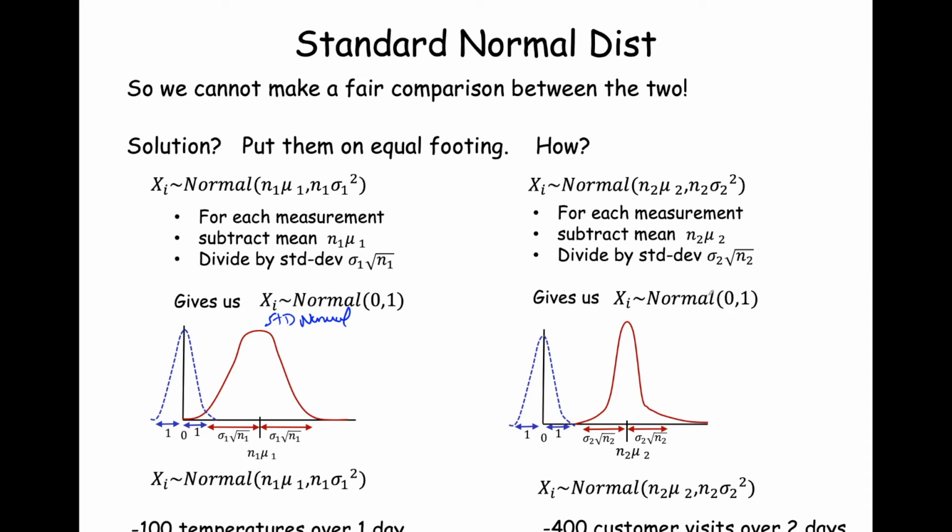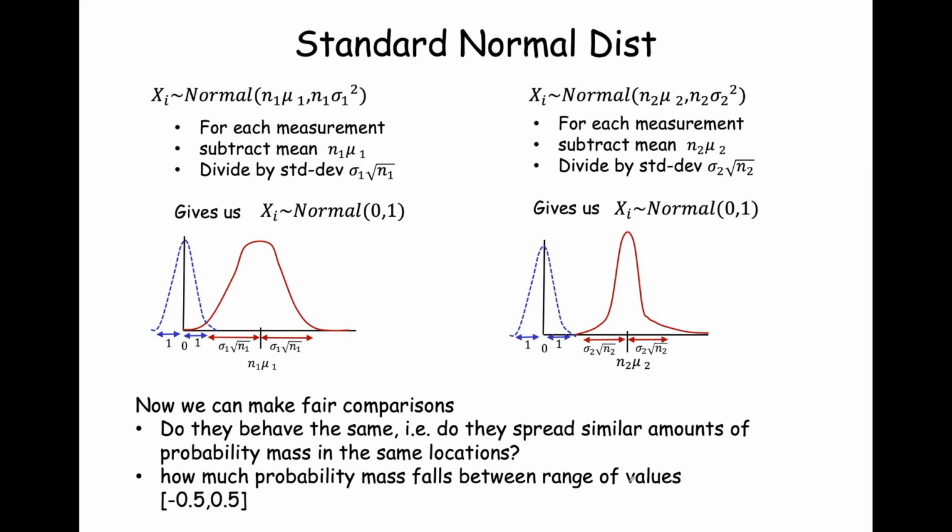And so now in the standard normal form, we can make fair comparisons in the stochasticity between these two systems, even though they started out very differently. On the left, we started with a normal because temperature follows a normal distribution. On the right, we started with Poisson because arrival rates start as a Poisson distribution. And so now we can make comparisons. We can do things like ask, do they behave the same? What do we mean by behave the same? Do they spread similar amounts of probability mass over the same locations in the support set over which the distributions are defined?